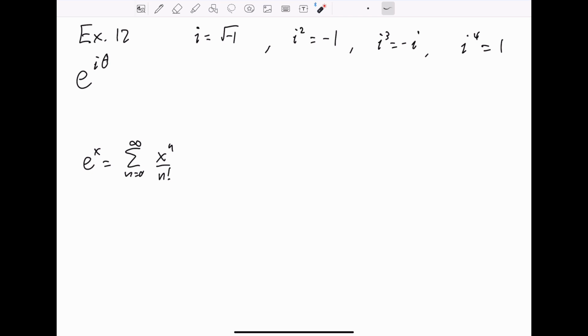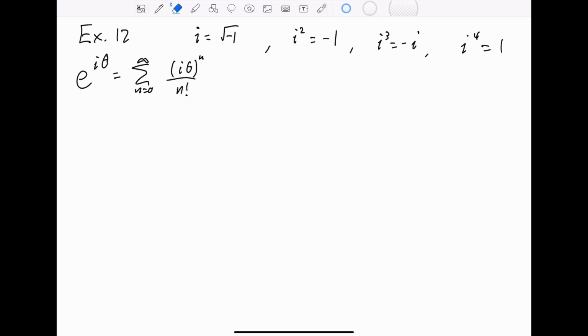So take the Maclaurin series for e to the x, and replace x with i times theta. We have the sum, n goes from 0 to infinity, of i theta raised to the n divided by n factorial. I'm going to expand out a bunch of terms of this series, and we're going to notice a pattern that emerges. I'm going to do this in 2 colors because this series really is going to split into 2 distinct parts: odd powers and even powers.